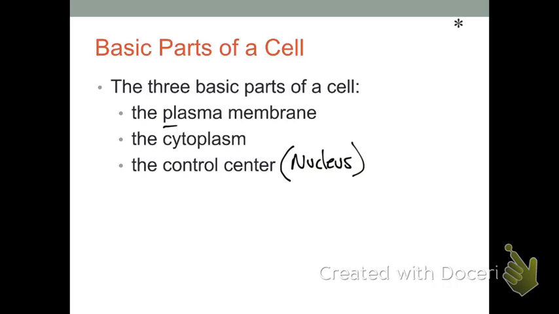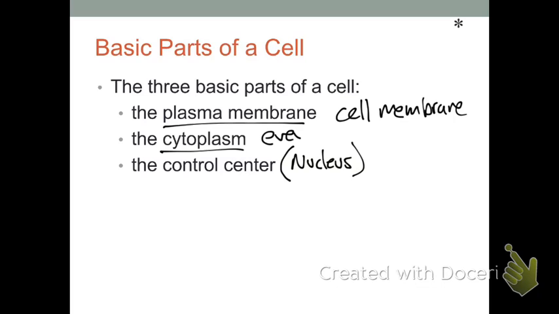This unit, we're focusing on the plasma membrane, sometimes referred to as the cell membrane. And we're talking about the cytoplasm, which a lot of people think is just the liquid part inside the cell. That's a big mistake. It's not just the liquid part. It's basically everything else.